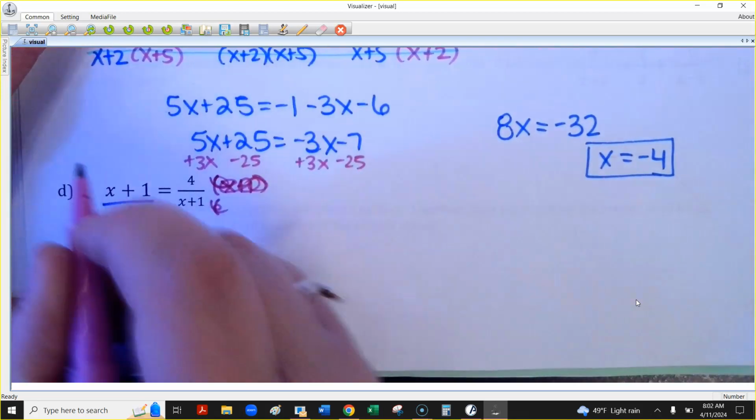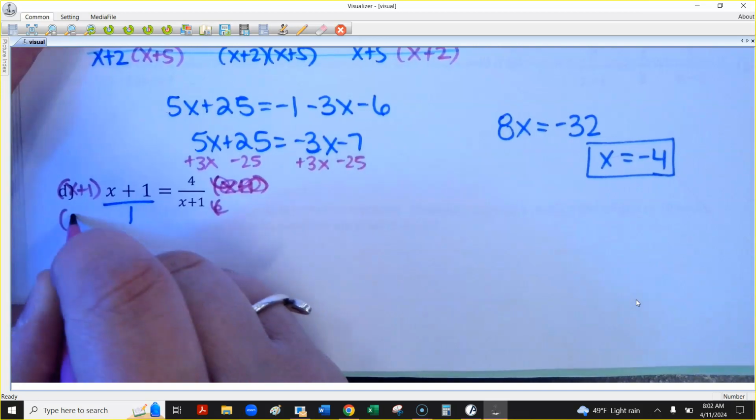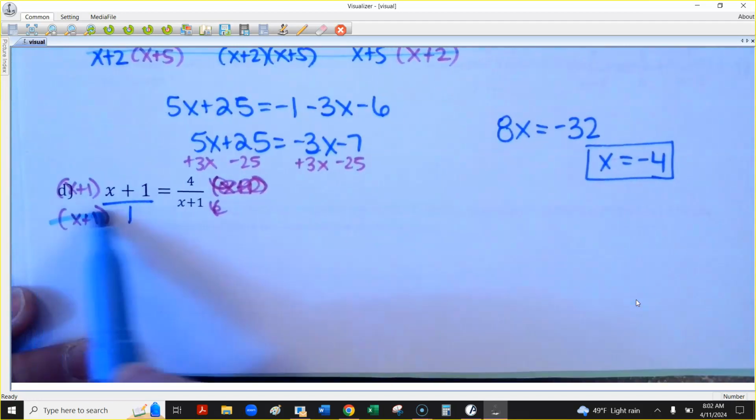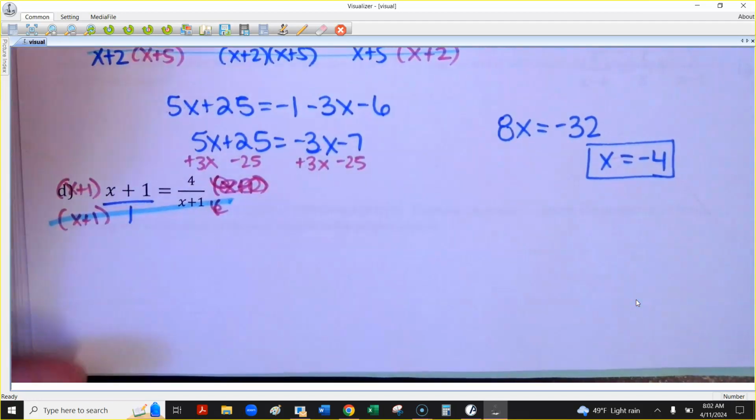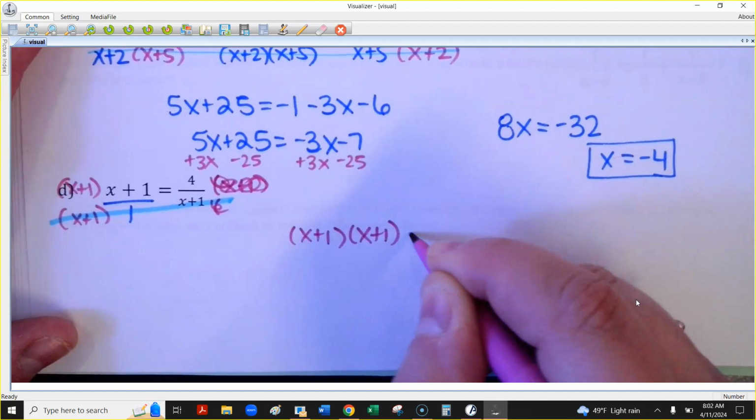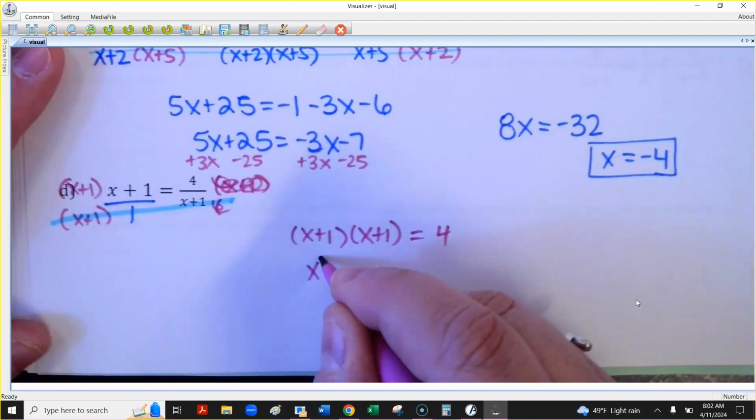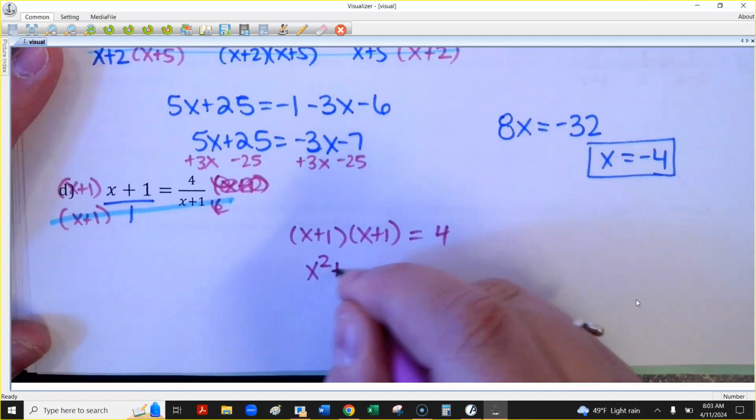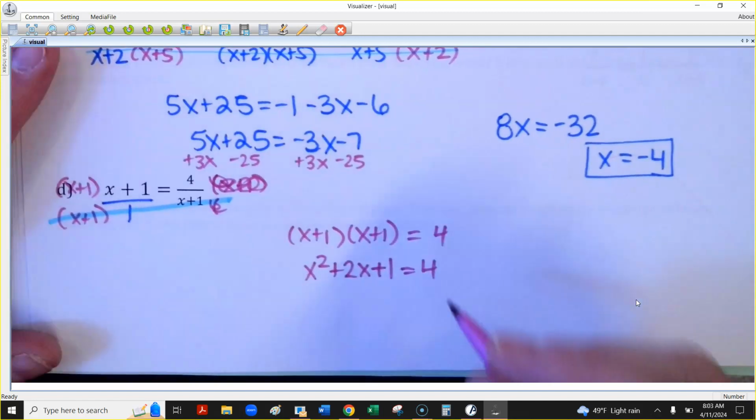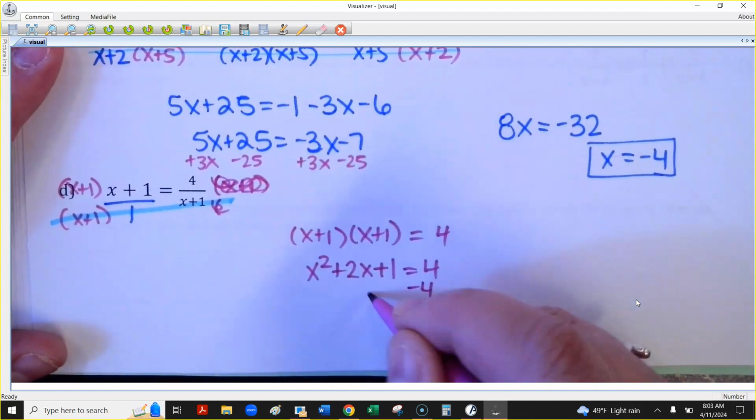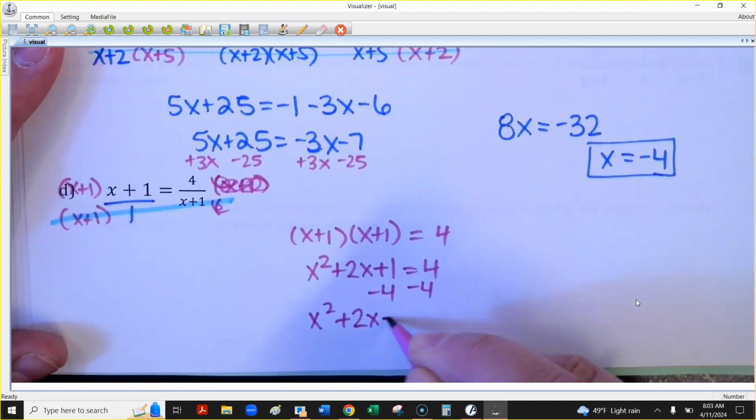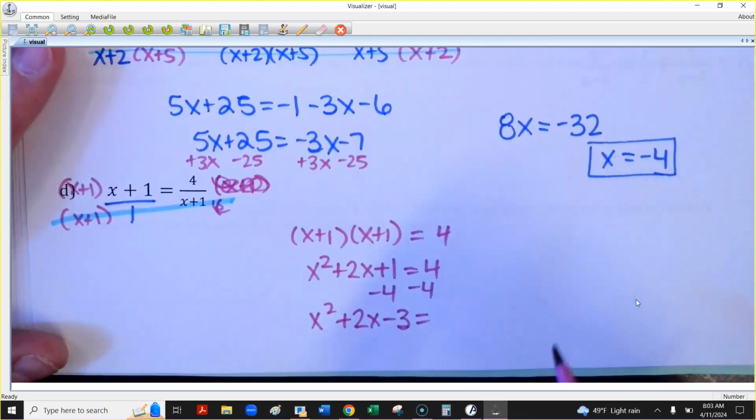We're going to do x plus 1, and that would make those denominators match. It'd be the same algebra if you were to just multiply both sides by x plus 1 to get that out of the denominator. So I'm going to do a little FOIL here. The other side would just be 4. You're going to get x squared plus x, plus 2x plus 1, equals 4. Now, if you do end up with a quadratic, you can always use the quadratic formula, but any quadratic you're going to be able to factor. So this should be x squared plus 2x minus 3.